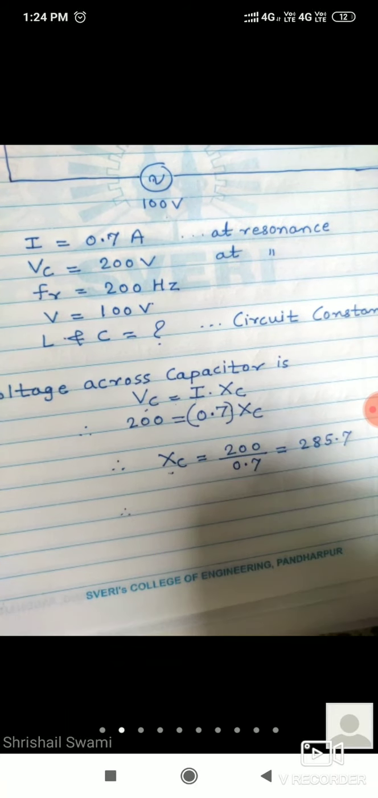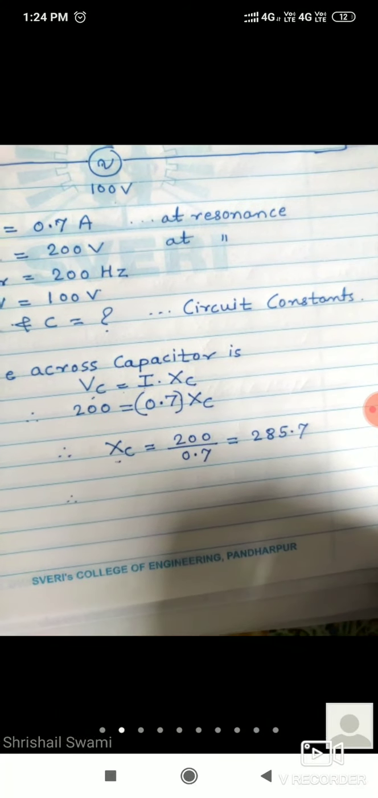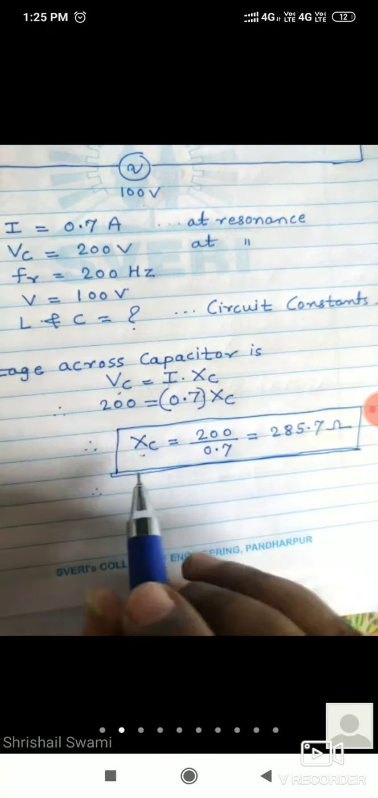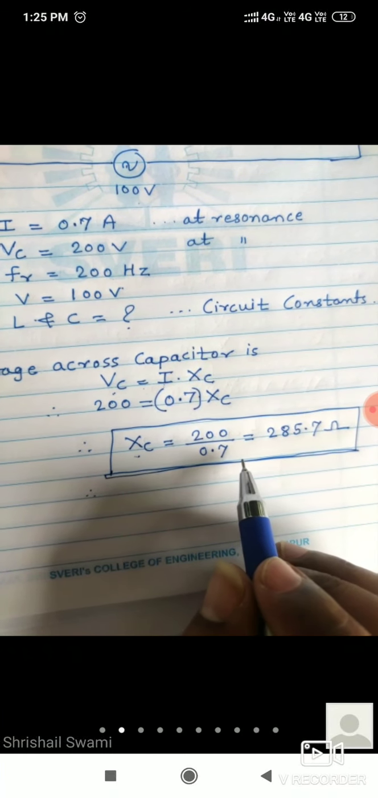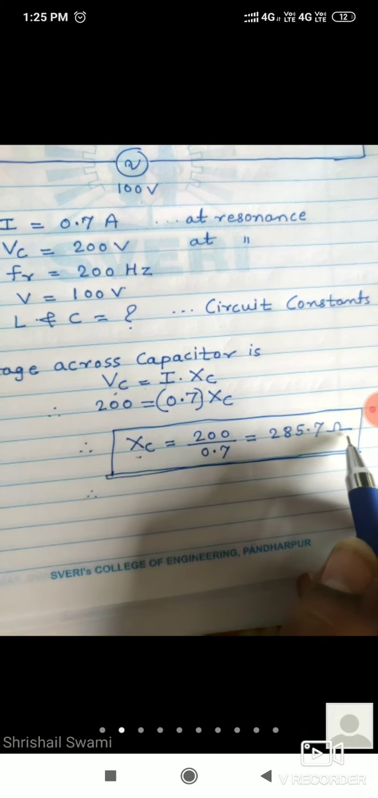What is XC? Okay, what is the answer? XC, tell me. 285. 285.7, correct. Okay, that is ohm. So you can put it in a box. XC is equal to 200 divided by 0.7, that is 285.7 ohm.